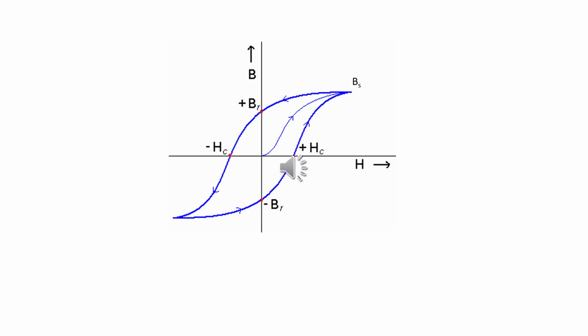Now there arises a situation where almost 100% of the domains are in alignment with the external magnetic field, and that particular point corresponds to the flattening of the hysteresis curve and is designated as B suffix S, which means magnetic saturation. Beyond B suffix S, any ferromagnetic material for that matter cannot be magnetized any further. Now we will see what happens when the external magnetic field is decreased.